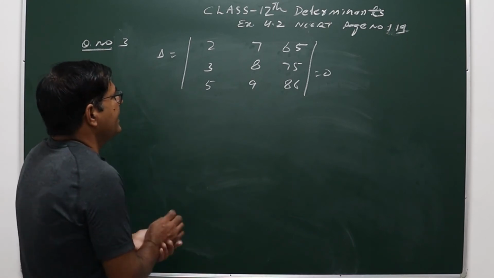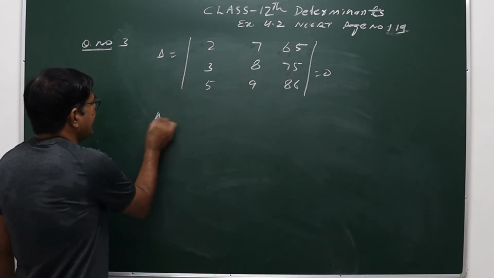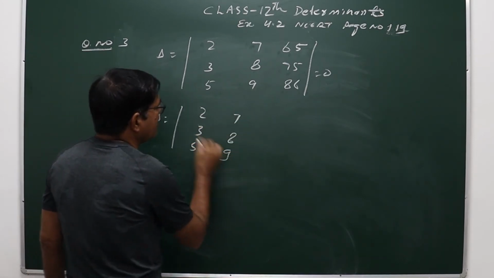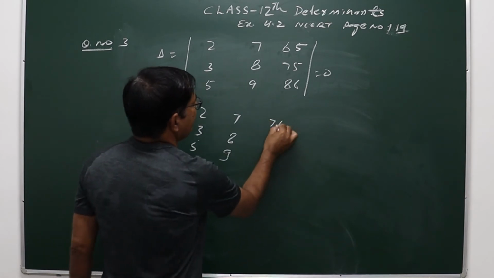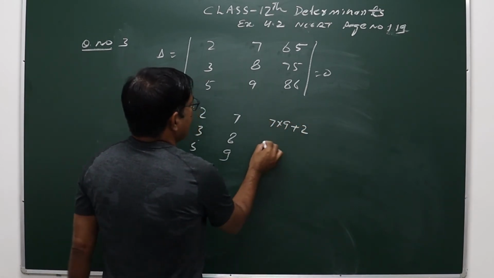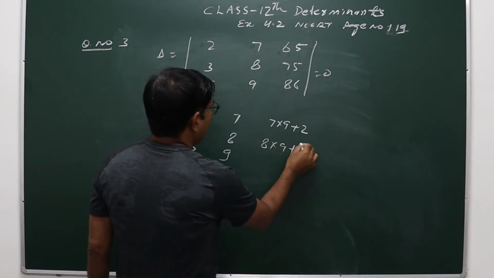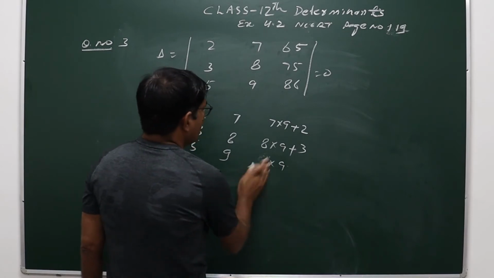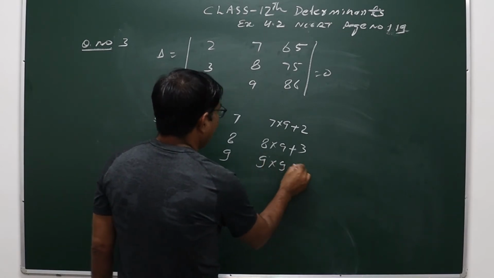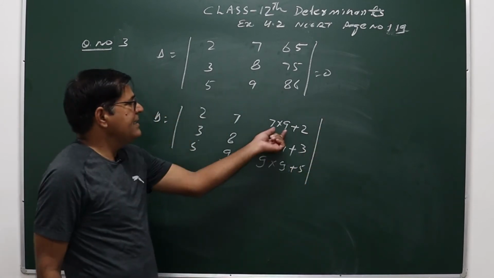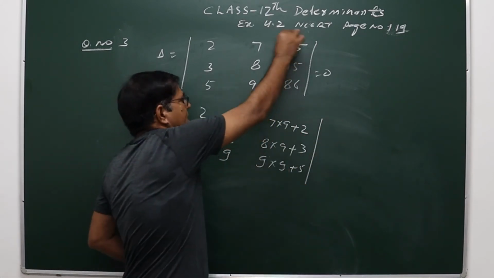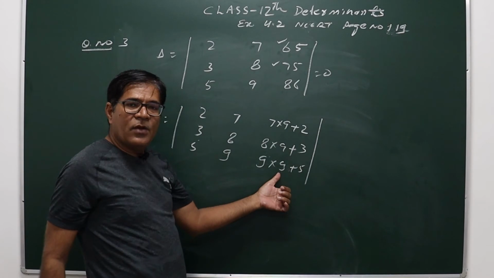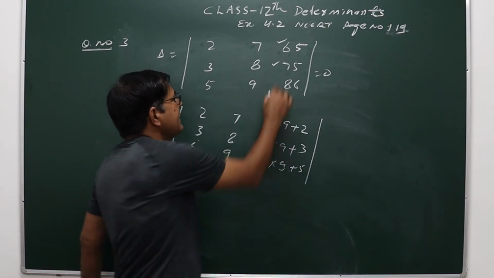So the third column can be expressed with the first column as it is, the second column also as it is, and the third column expressed as 7 into 9 plus 2, 8 into 9 plus 3 and 9 into 9 plus 5. See, 9 into 7 is 63 plus 2, this is your 65, 8 into 9 is 72 plus 3, this is 75, 9 into 9 is 81 plus 5, that is 86.